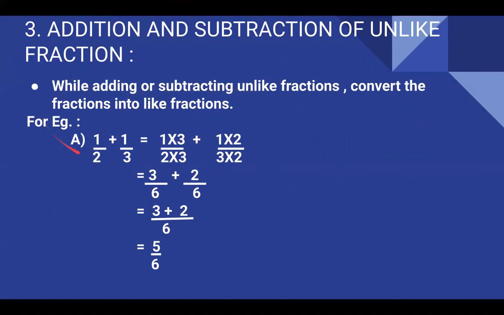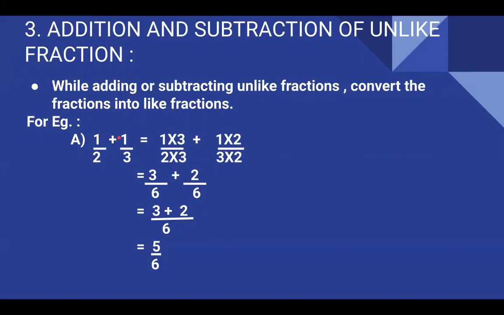Now here, see the example, 1 upon 2 plus 1 upon 3. Here the denominators are not the same. The first fraction carries the denominator 2, whereas the second fraction carries the denominator 3. They are not the same, that's why they are called unlike fractions. But we have to add them.